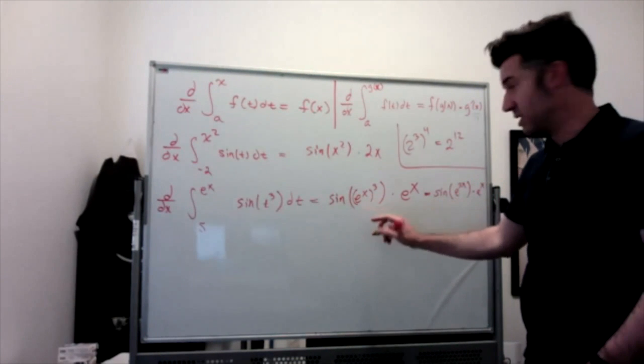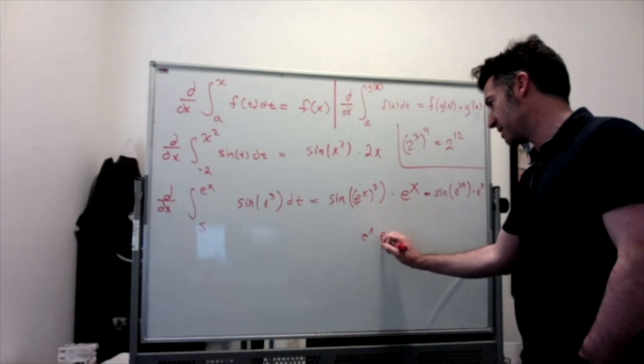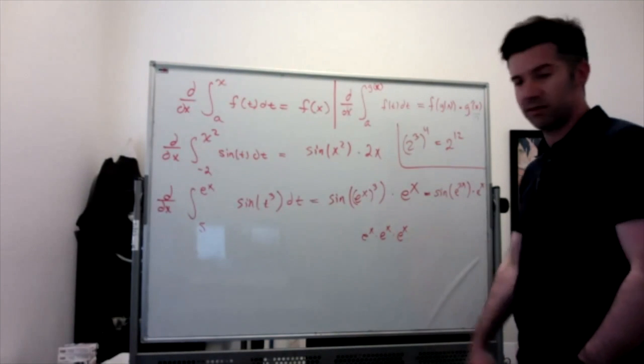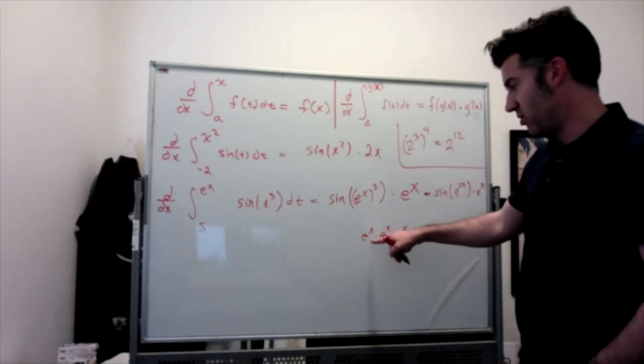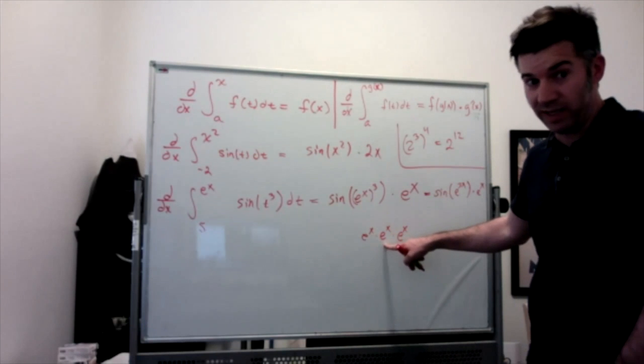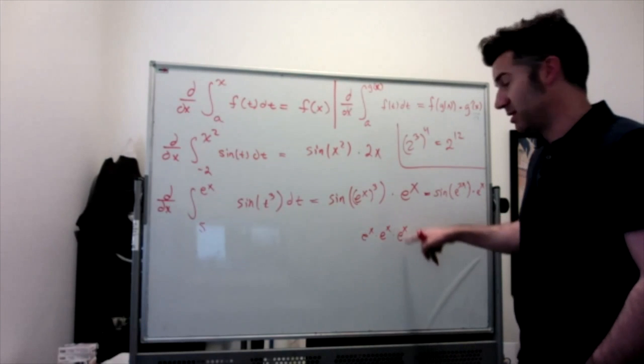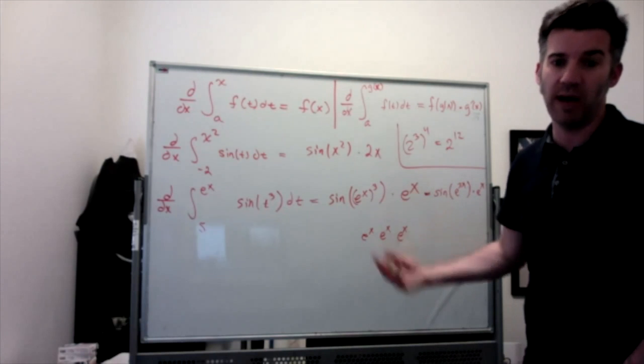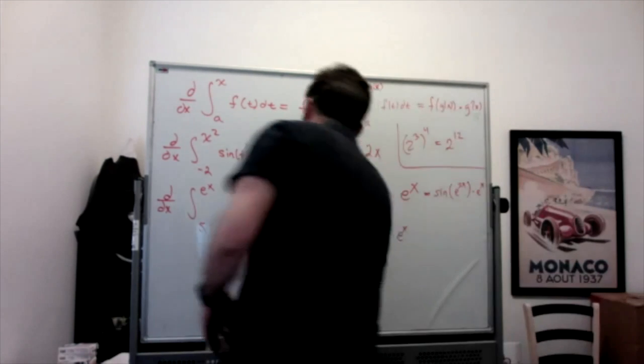Really, what does this mean? This means e to the x times e to the x times e to the x. But then you can just say, oh, well, e to the x times e to the x is e to the 2x if you add the powers. Another e to the x is going to be e to the 3x because you add the powers. Oh, for sure, James. Thank you. You're welcome.